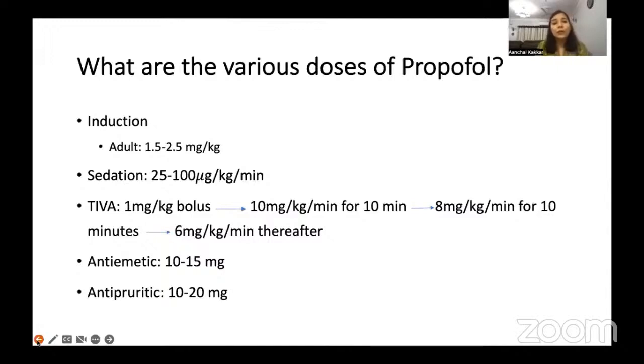Propofol is also used in total intravenous anesthesia with a dose of 1 milligram per kg as a bolus, followed by 10 milligram per kg per hour for 10 minutes, then followed by 8 milligram per kg per hour for another 10 minutes, then going on to 6 milligram per kg per hour. Then propofol, apart from its sedative property, also has an antiemetic property in the dose of 10 to 15 milligrams stat bolus, and an antipruritic property at 10 to 20 milligram bolus.